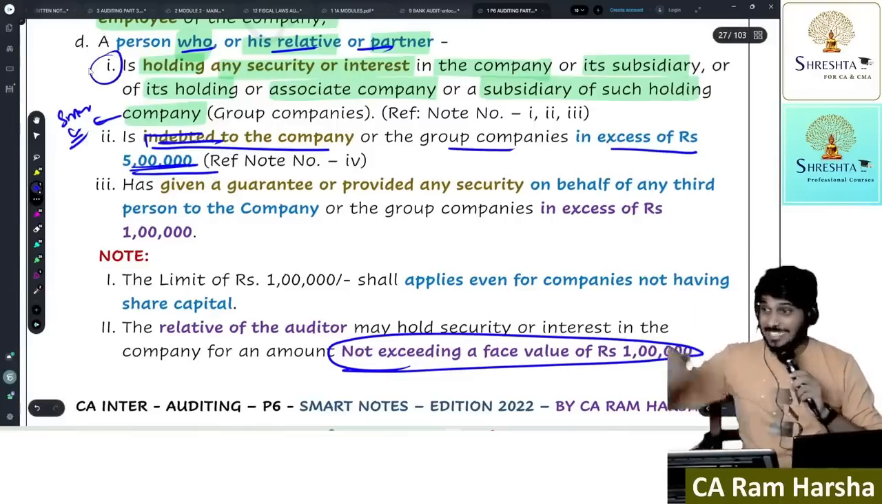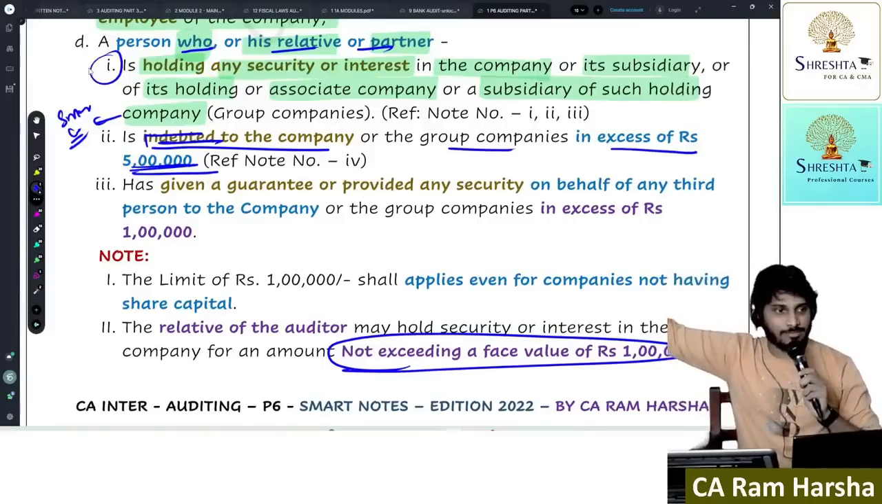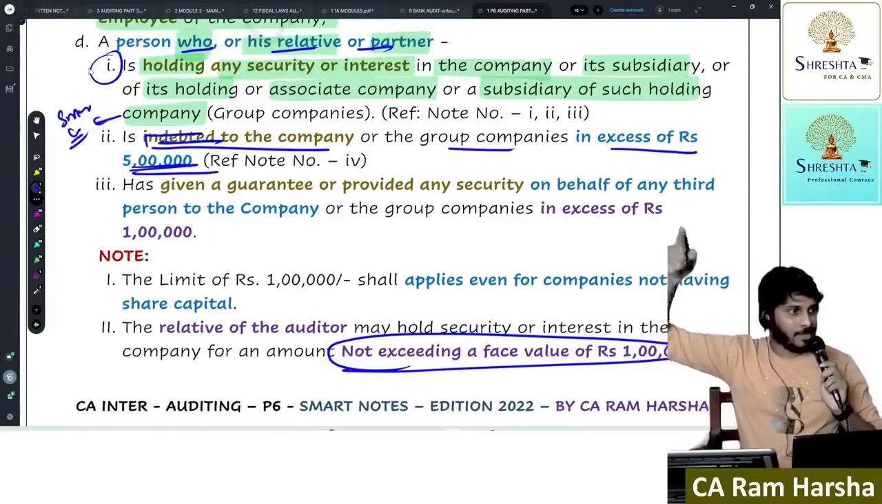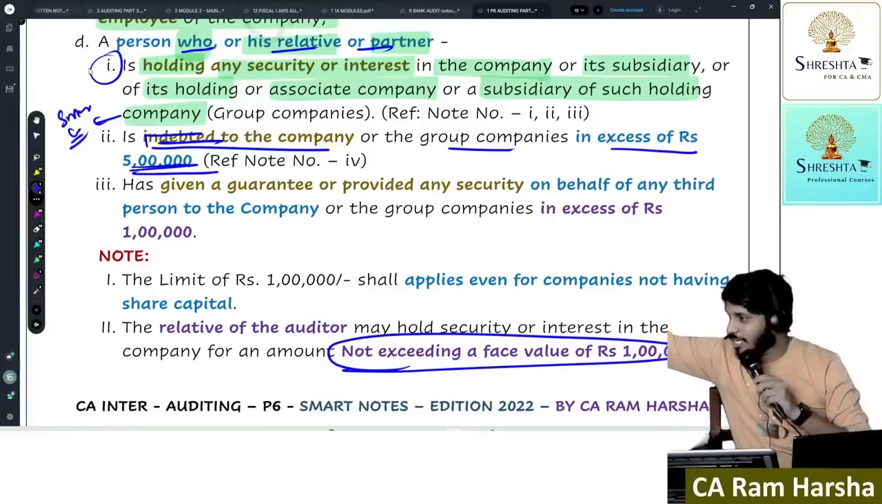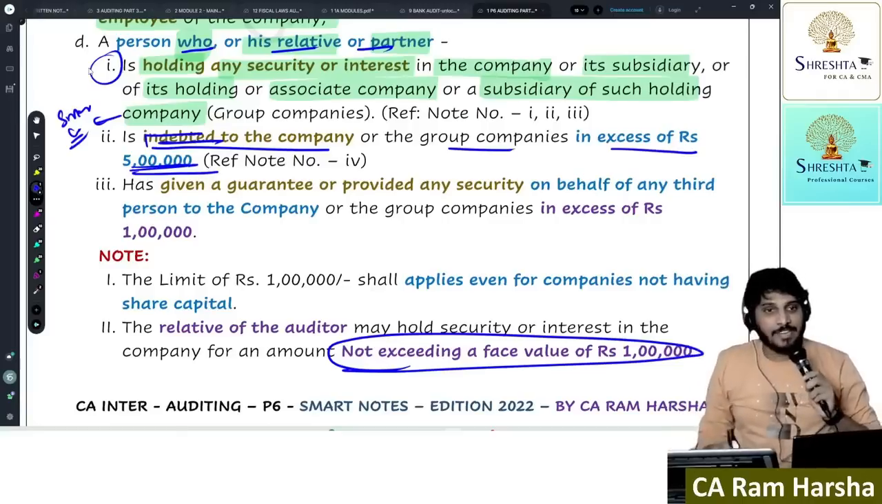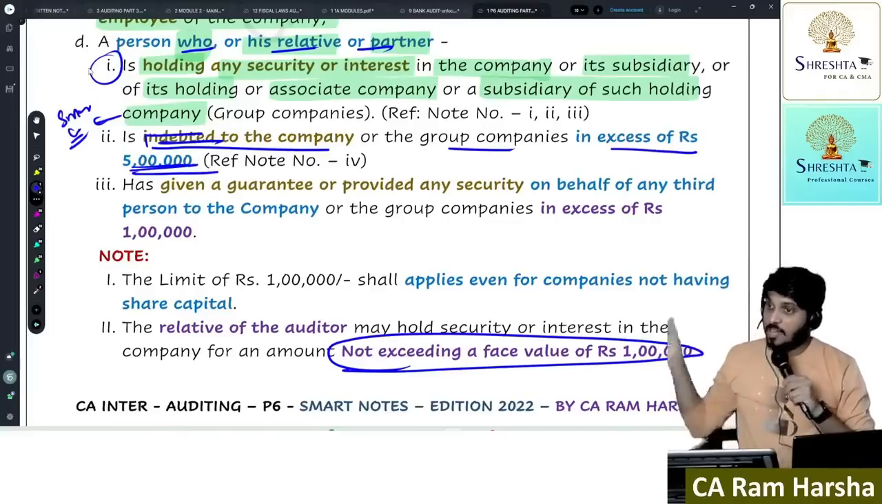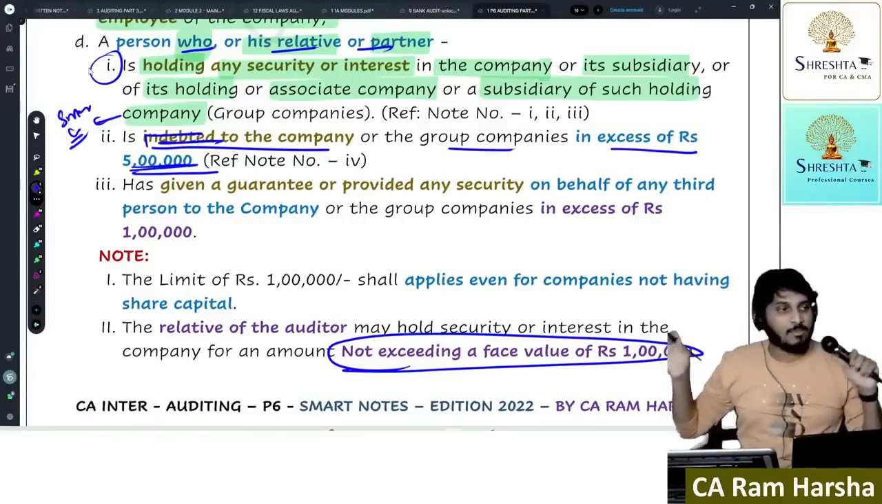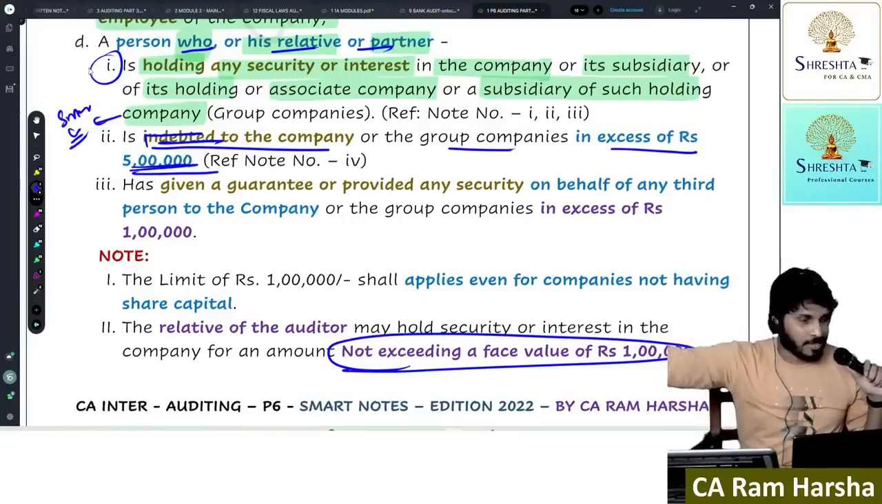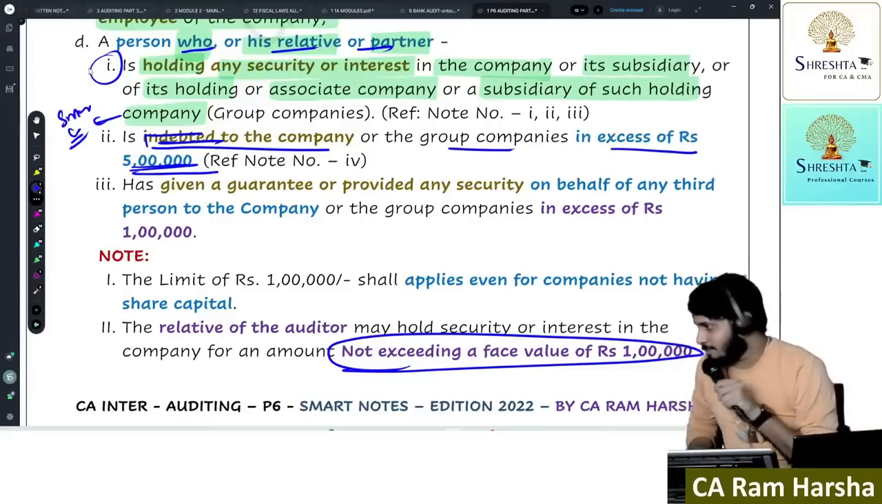the auditor is straightaway prohibited from holding securities. The exception says a relative can hold up to 1 lakh. The main provision does not contain the 1 lakh security allowance; the auditor cannot hold securities at all. But can I have indebtedness to the company up to 5 lakhs? Yes. Me, my relative, my partner, all of us together, to the entire group companies, maximum outstanding indebtedness is 5 lakhs. That's it. Are you getting the point?